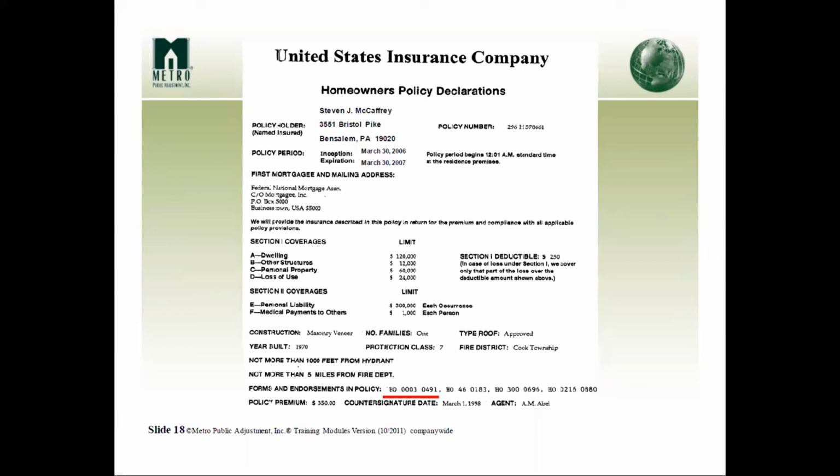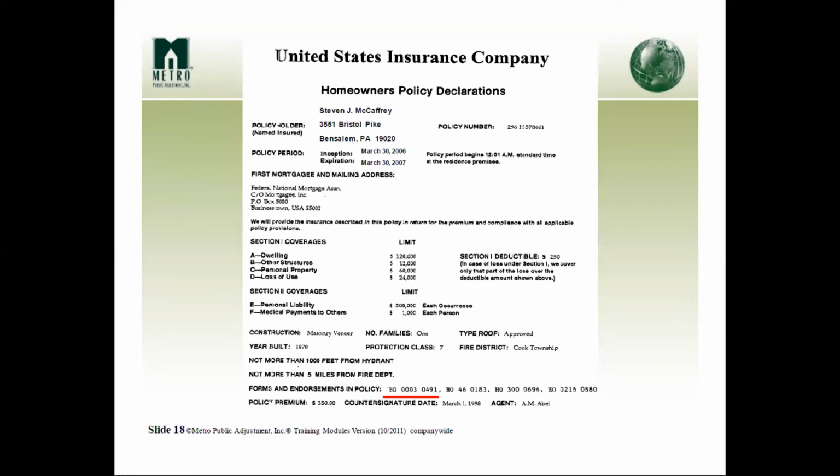We don't really talk too much about personal liability or medical payments to others because we don't do any adjusting on those items. Section 2 is beyond our purview as far as our licensing. Personal liability, in rough terms, means your liability when something happens on your property. And medical payments is helping someone get to the hospital, taking care of any medical issue that arises because of something that happens on your property.